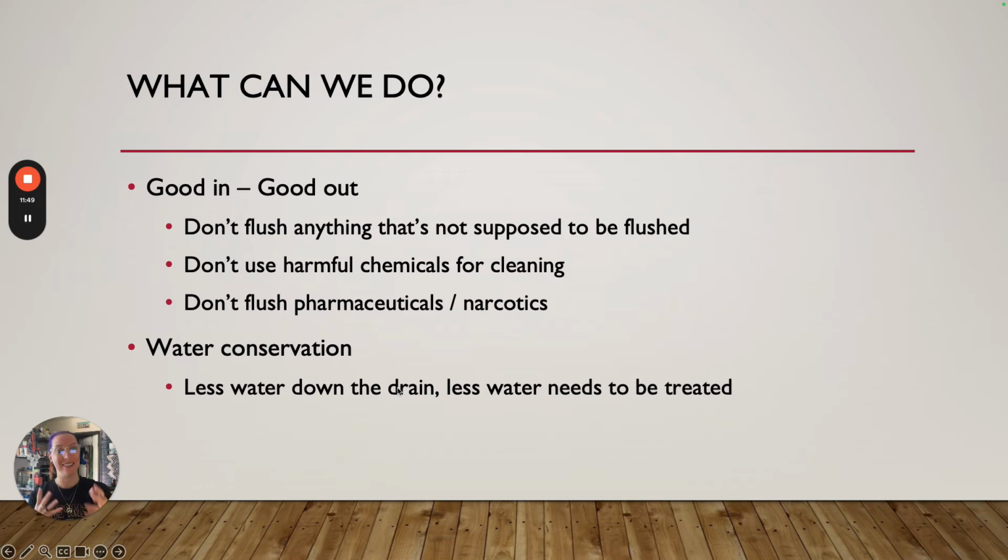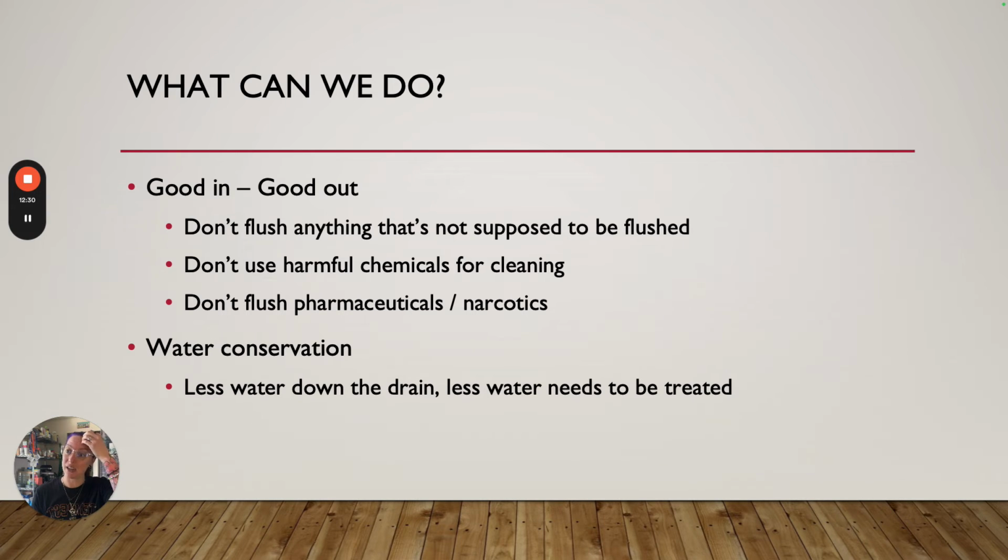And again, what can we do? What are ways that you can better your own habits to help aid in this process of water treatment to make their jobs a lot easier and better? Consider things like what good in means good out. So things you could do there would be don't flush anything that's not supposed to be flushed. This includes feminine products like tampons or pads, or even the flushable baby wipes. Those generally can clog up the pipes, or any sort of solid object that should not be flushed down the toilet. Or don't use harmful chemicals for cleaning. A lot of chemicals are not meant to be going down the drain necessarily. Don't flush your pharmaceuticals or narcotics.